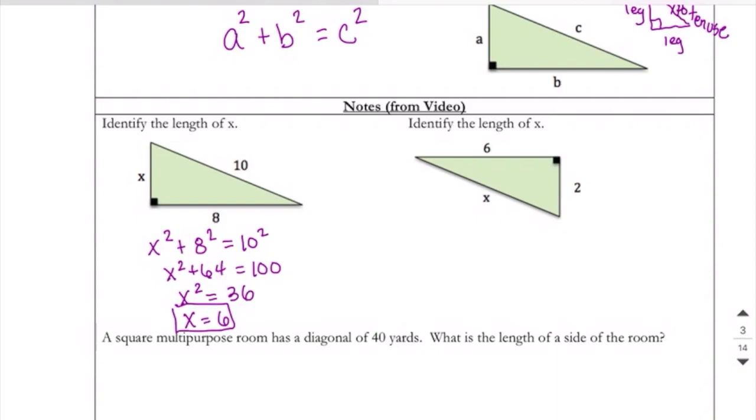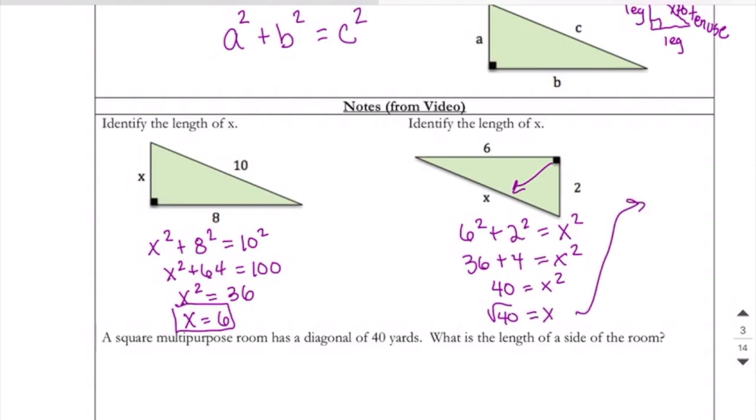Okay, on the second one over here, we're going to be looking for the hypotenuse because it's the side across from the right angle. So it's going to be side squared plus side squared equals hypotenuse squared, and we're going to solve for x again. We get 36 plus 4 equals x squared, so 40 equals x squared. Take the square root of both sides, and we get the square root of 40. And then if you simplify that in your calculator, you'll get 2 square root of 10 equals x.